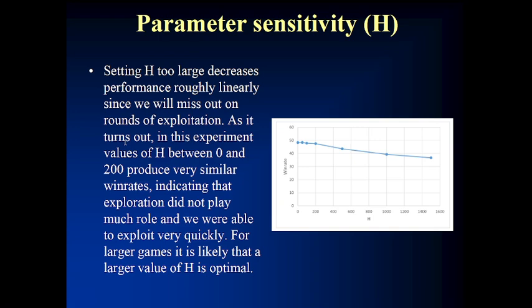Sort of interestingly, I would have expected that we need more in the exploration phase, but here we used H equals 200, and it ended up pretty similar between 0 and 200. It essentially degrades linearly because the more that we're not exploiting is profit we're missing out on. I would expect in larger games it's likely that we do need a bigger burn-in period and more exploration, but this should be tuned accordingly for different games.